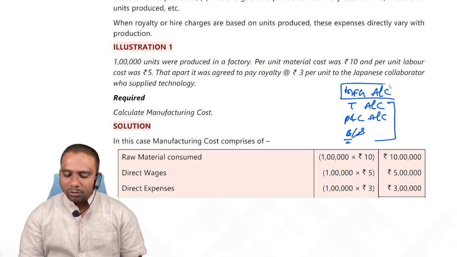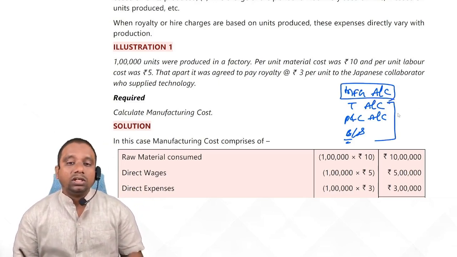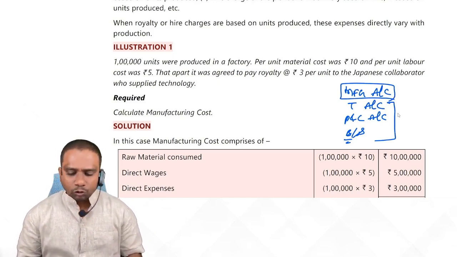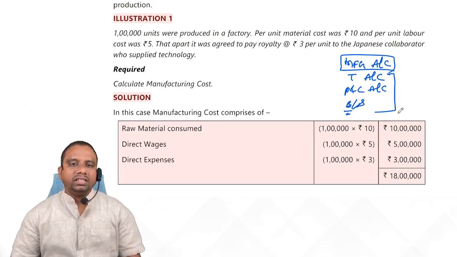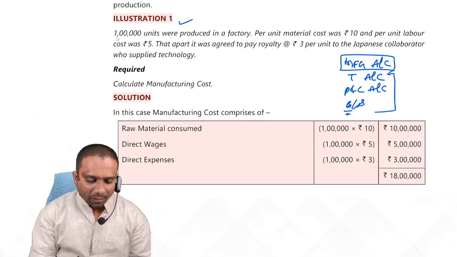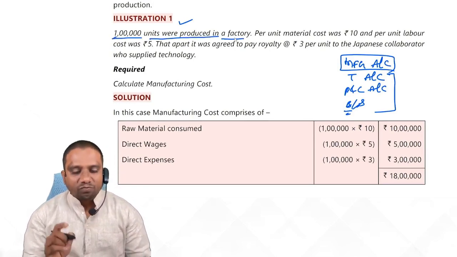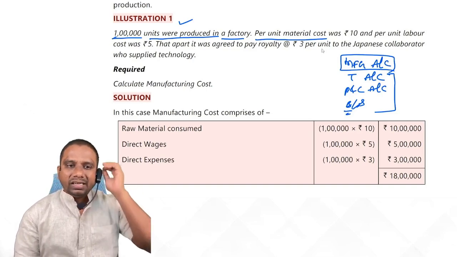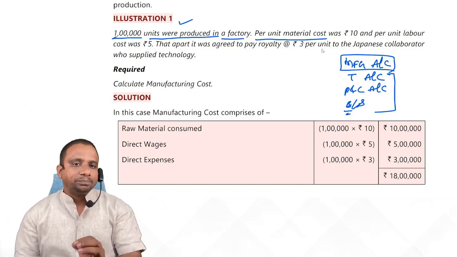So what is the purpose of preparing manufacturing account? To know the cost of goods produced. Yes or no, students? For that we prepare manufacturing account. Observe. Look at illustration 1. 1 lakh units were produced in a factory. Per unit material cost. See what are the elements of cost? Tell me. Material cost, labor cost and expenses.